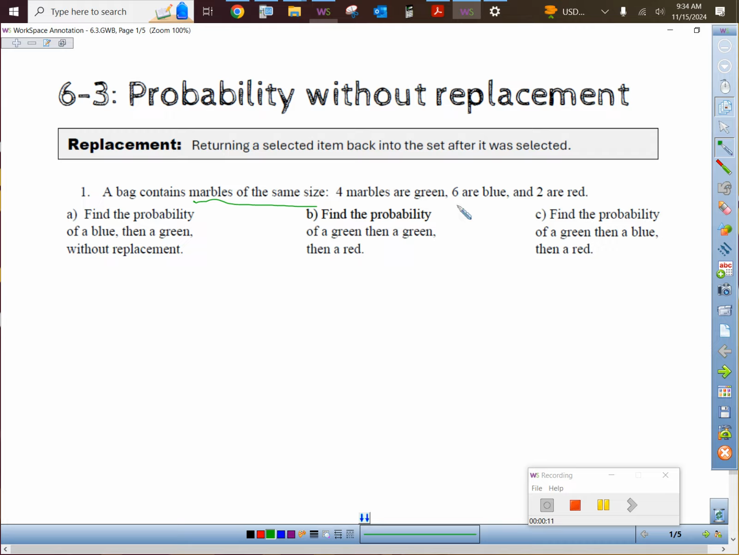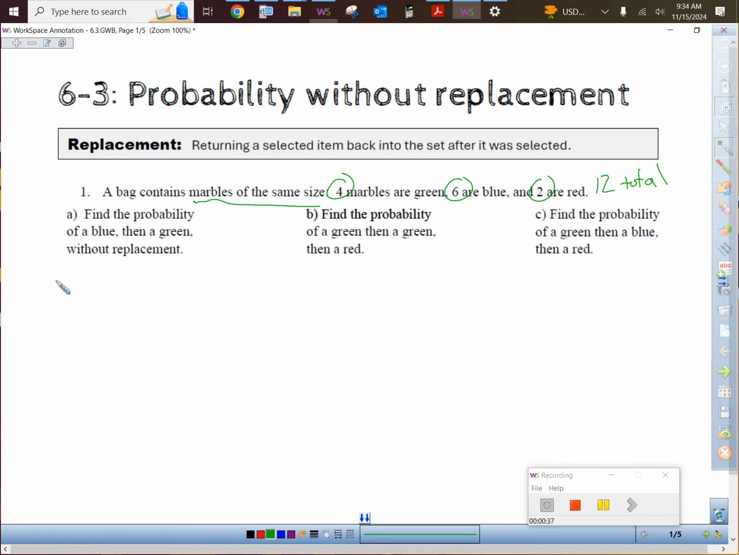So 4 green, 6 blue, 2 red. We need to figure out how many total highlighters there are, so we add those up. 4 plus 6 is 10, plus 2 more, isn't there? 12 total. You would probably be advised to write a total down. They say find the probability of a blue, then a green without replacement. We'll keep it simple for ourselves, right?